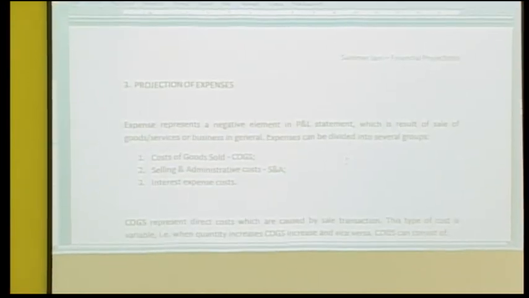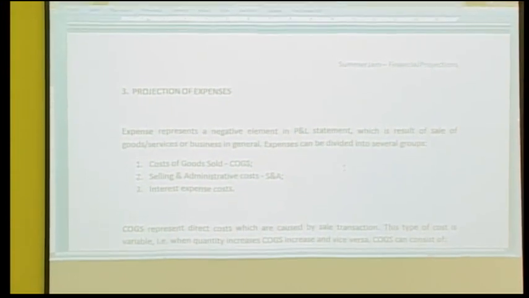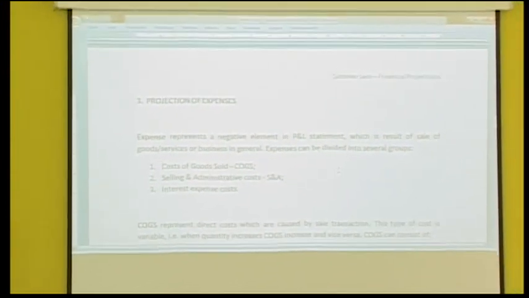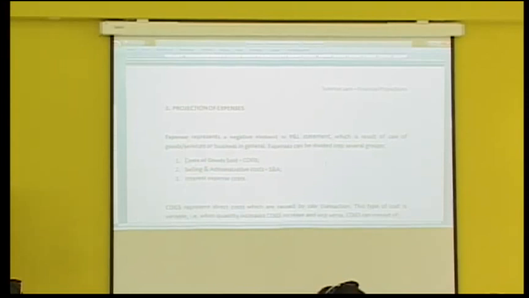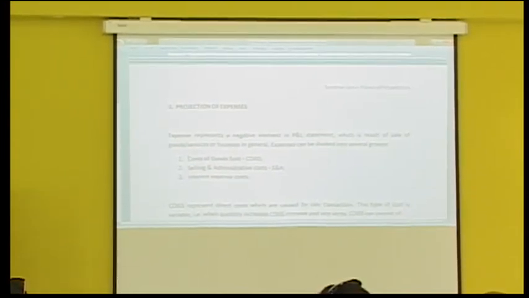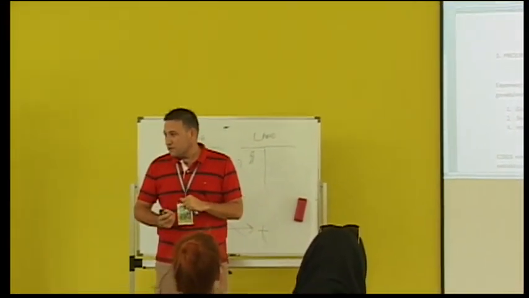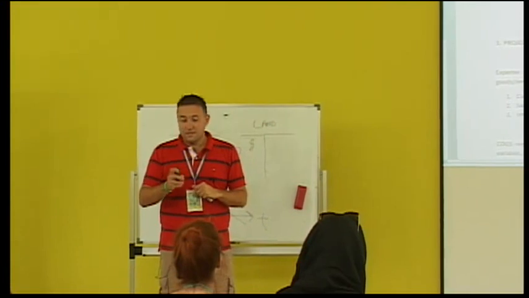But you need to think about your expenses. Think about your cost of goods sold. Think about selling and administrative costs. And think about your interest expense costs. If you loan the credit, you have interest expense costs. If you buy fixed assets, you have a cost of amortization. Don't forget it, yeah?